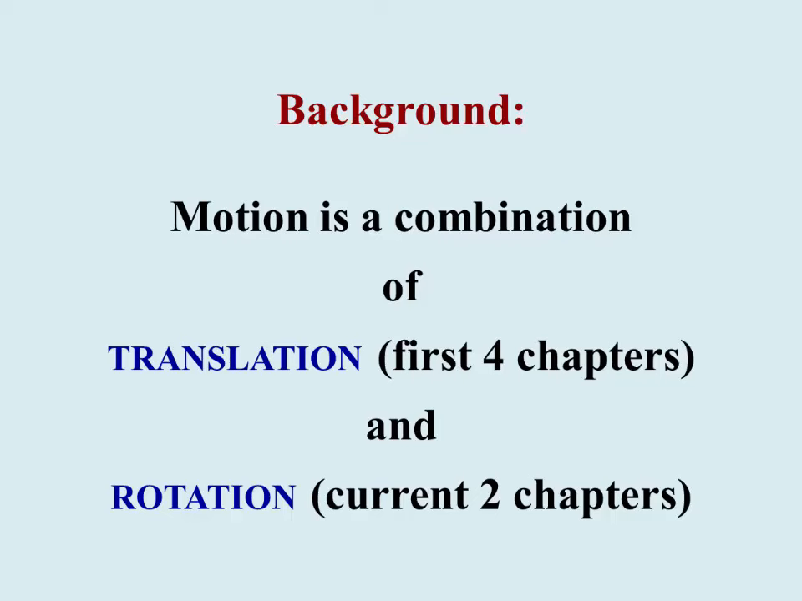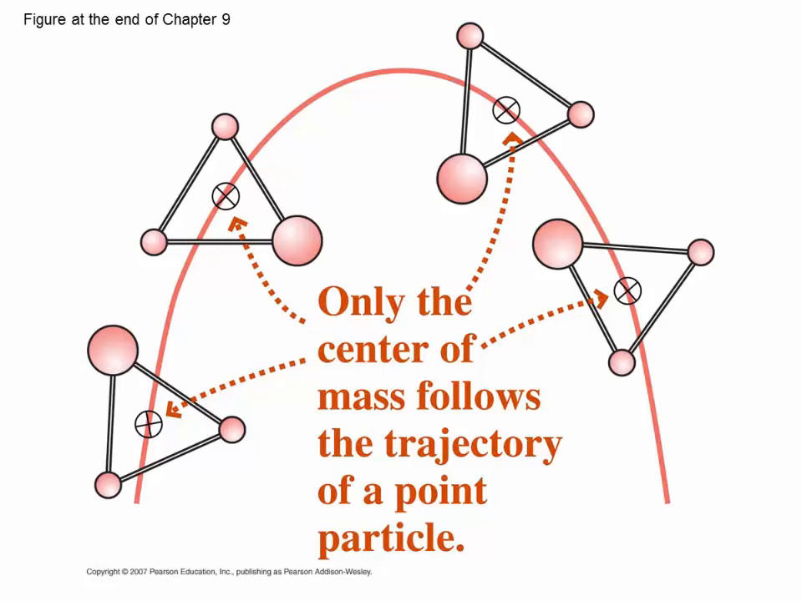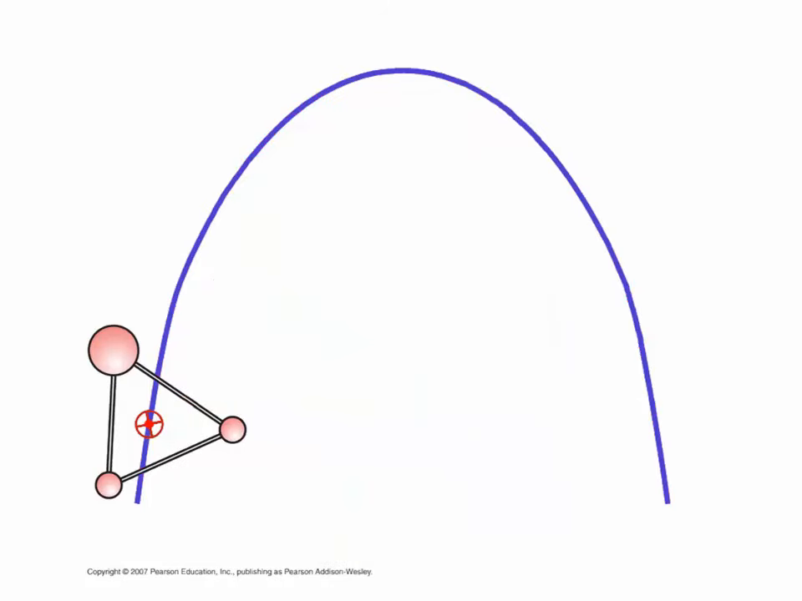what we covered in the first 4 chapters of this course, and rotation, the material that's in the 2 chapters we're working on currently. This diagram, taken from the end of Chapter 9, is meant to illustrate the fact that when you've got an extended object that might rotate or translate, it's the center of mass of that object that follows the trajectory of a point particle that we analyzed in, say, Chapter 3.